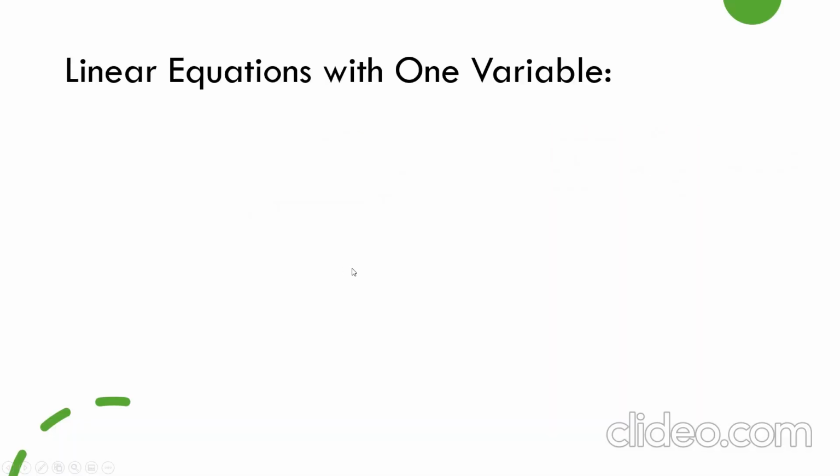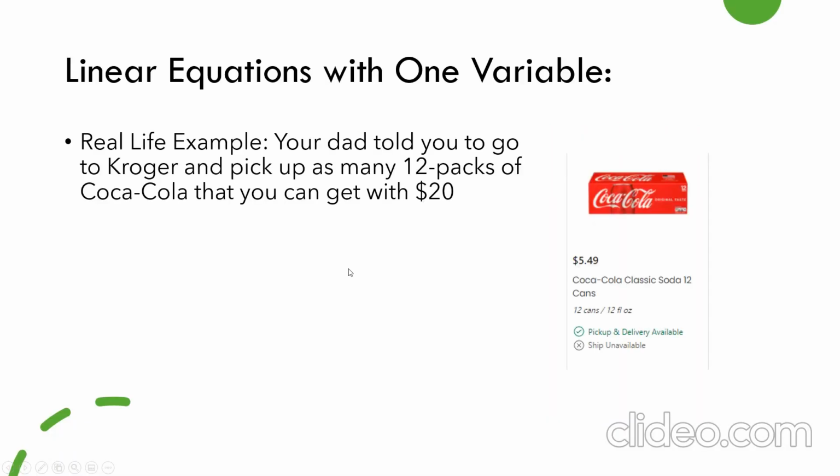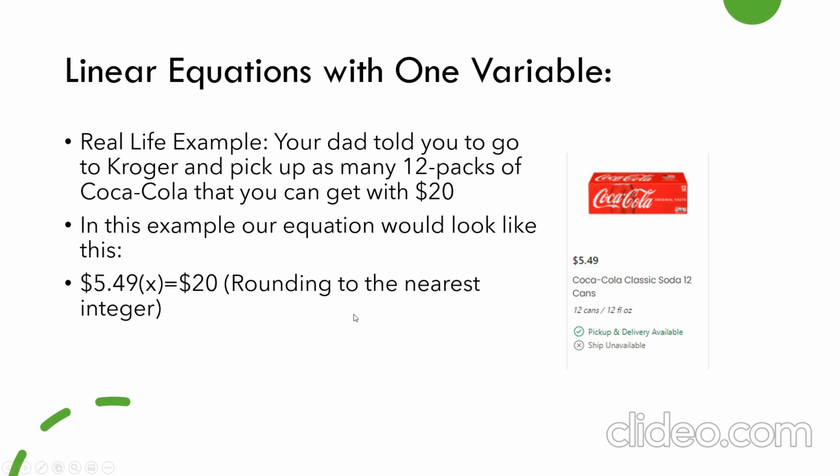So when we're trying to do that, a real life example of a linear equation with one variable would be your dad told you to go to Kroger and pick up as many 12 packs of Coca-Cola as you can get with $20. Now, if you see here on the right, at Kroger, a 12 pack of Coca-Cola will cost you $5.49. So, how would we set up that equation? In this example, our equation would look like this.